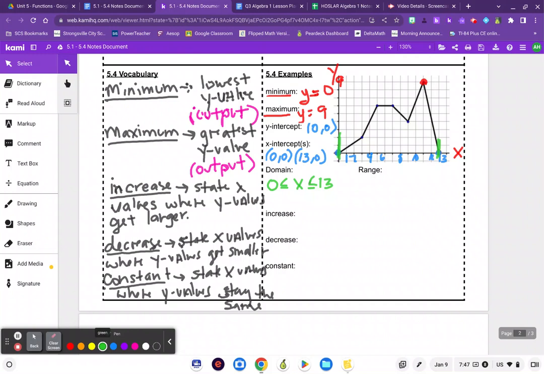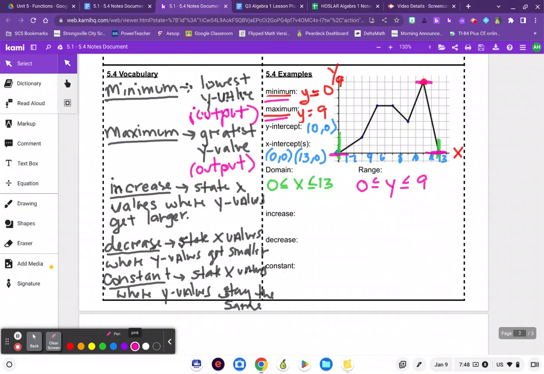My range is going to be from bottom to top. And so again, it looks like I have from 0 to 9. Notice that this goes with my minimum and maximum. So 0 is the smallest y value that gets used, so I'm using y for range, and 9 is the biggest y value that gets used. I use every y value between 0 and 9.